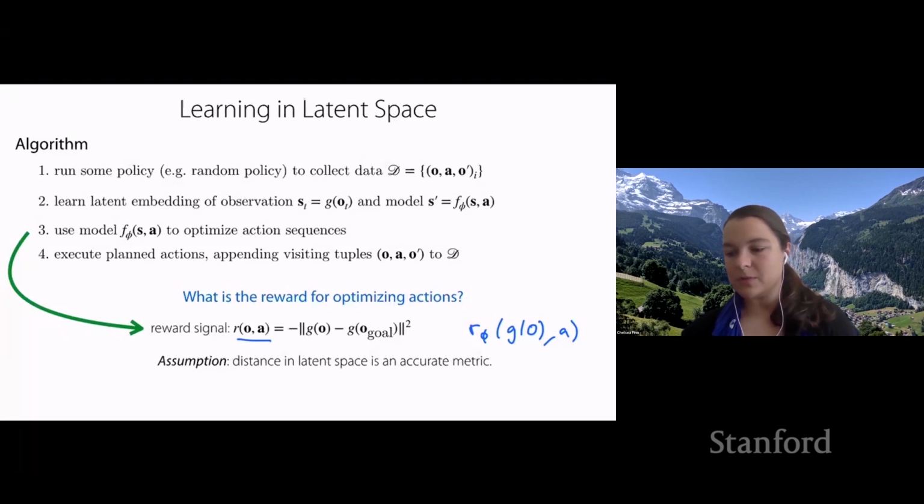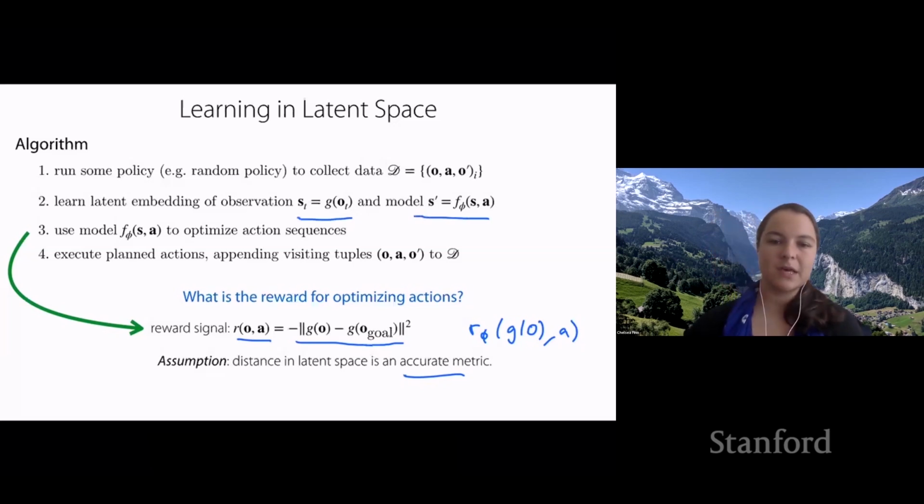One critical assumption with this reward function is that this distance in this latent space is actually an accurate metric. This assumption is actually pretty tricky in practice, because even if this representation space is useful for modeling the dynamics, distances in that space may not actually be meaningful. This may be something like the L2 metric. You could also use other metrics in this space as well.